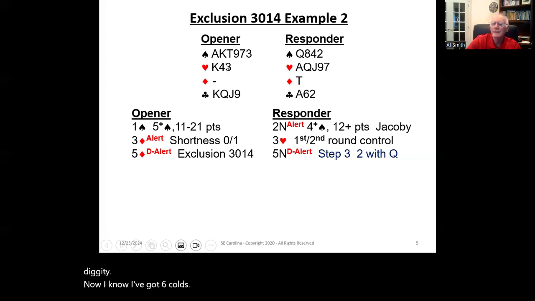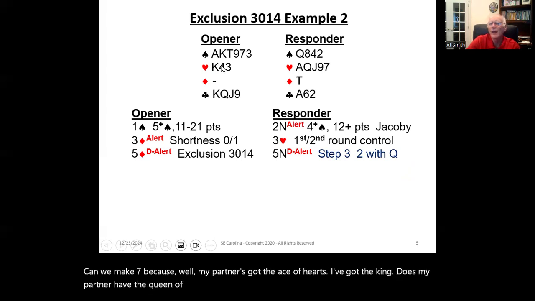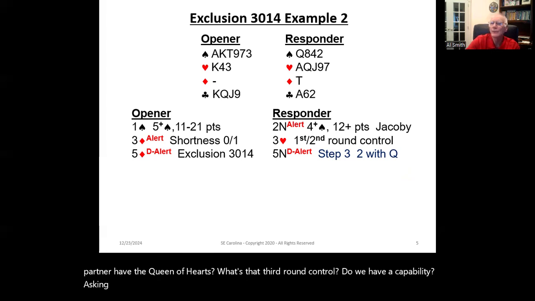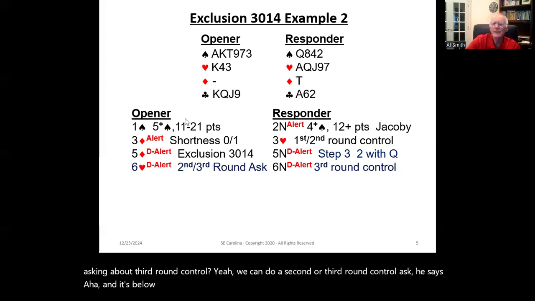Can we make seven? He goes, well, my partner's got the ace of hearts. I've got the king. Does my partner have the queen of hearts? What's that? Third round control. Do we have the capability of asking about third round control? Yeah, we can do a second or third round control ask. He says, aha, and it's below my trump suit. So he bids six hearts.